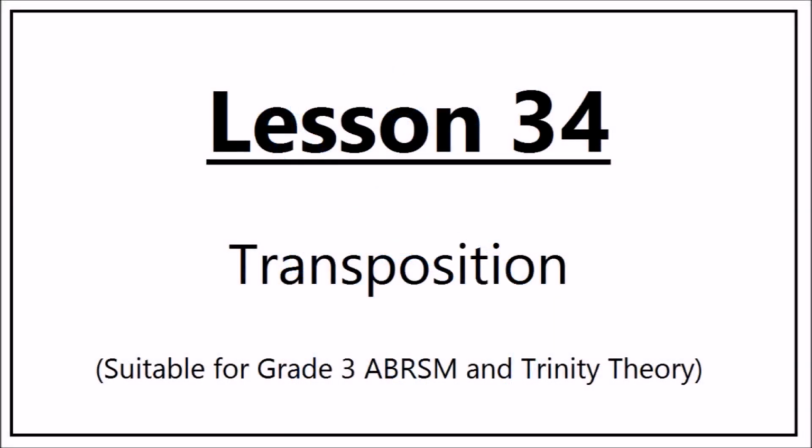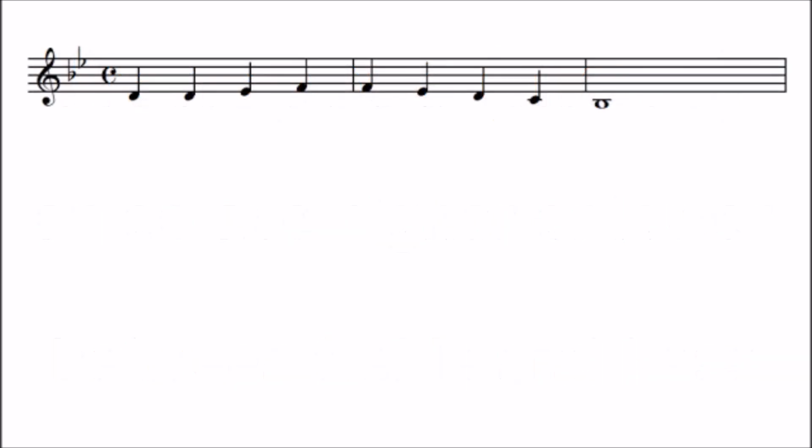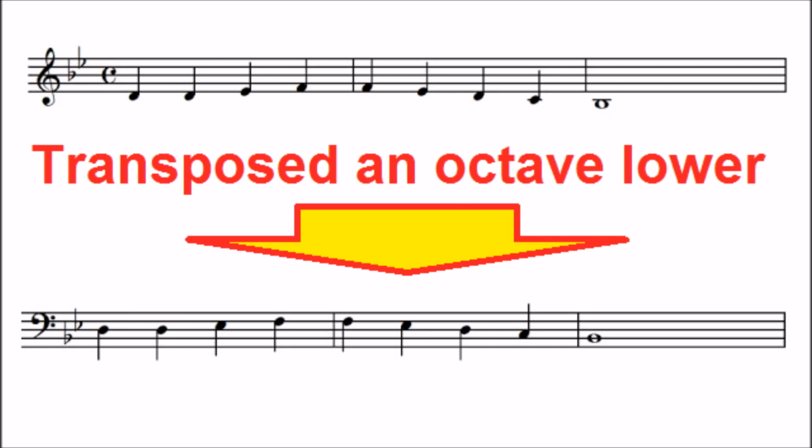Lesson 34, Transposition. In grade 3 ABRSM and Trinity Music Theory, you will have to transpose, that means move, a melody up or down an octave from treble to bass clef, or vice versa. For example, the following tune from the treble clef when transposed an octave lower into the bass clef will look like this. The most common mistake in examinations is to write the tune at the wrong octave, often at the same pitch or 2 octaves away.